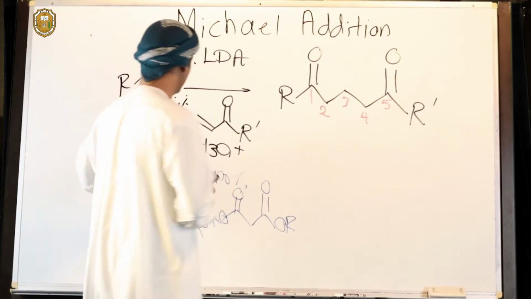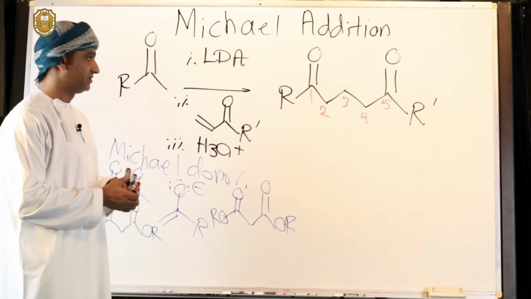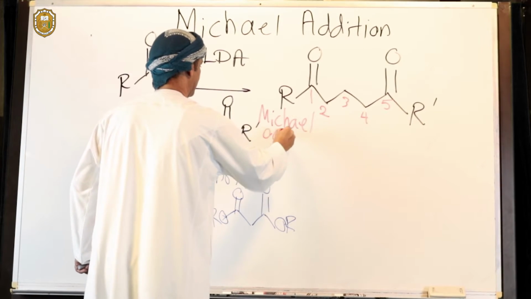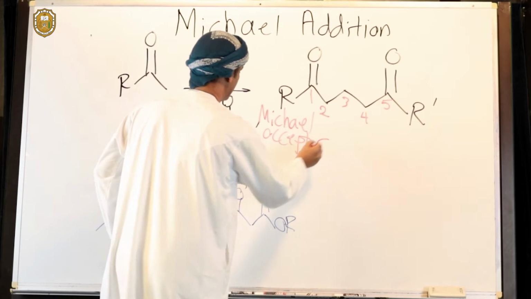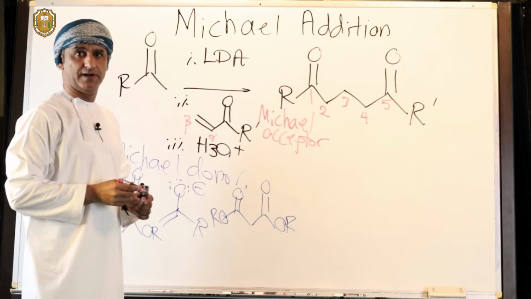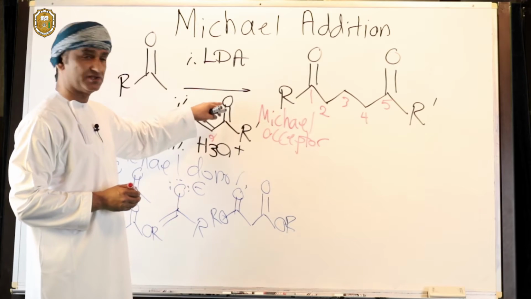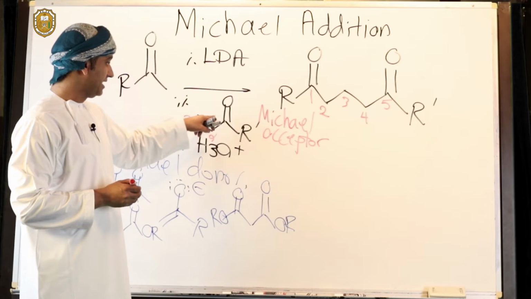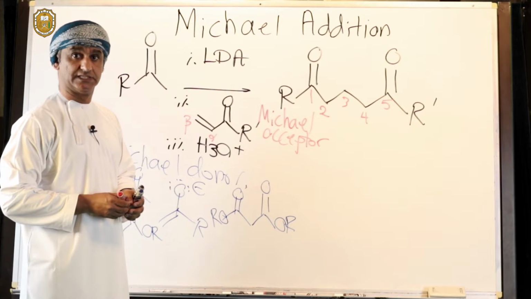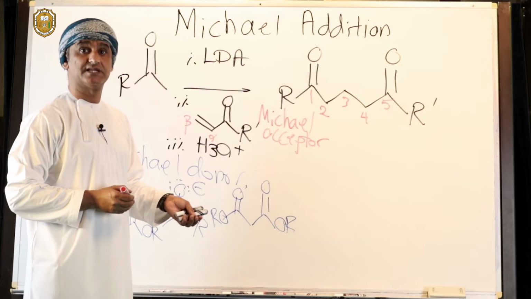Not only can we have Michael donors, we can also have Michael acceptors. Actually, the alpha beta unsaturated carbonyl compound is the Michael acceptor. So what's required in a Michael acceptor is a double bond between the alpha and beta carbons, and of course a multiple bond nearby. So this does not actually have to be a carbonyl compound. We could have an ester, a ketone, any carbonyl compound that's alpha beta unsaturated. But not only that, we could have alpha beta unsaturated nitroalkenes. We can have alpha beta unsaturated nitriles.